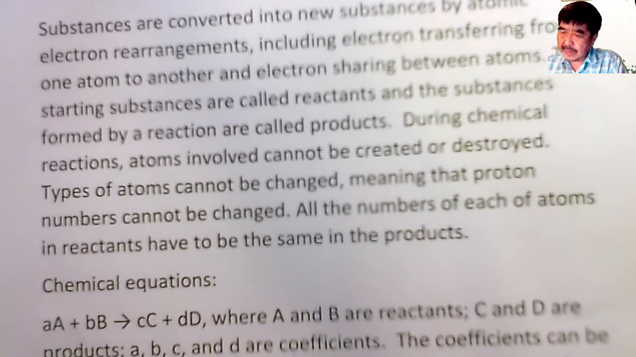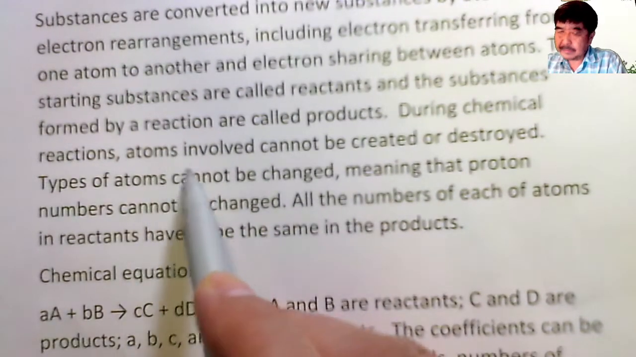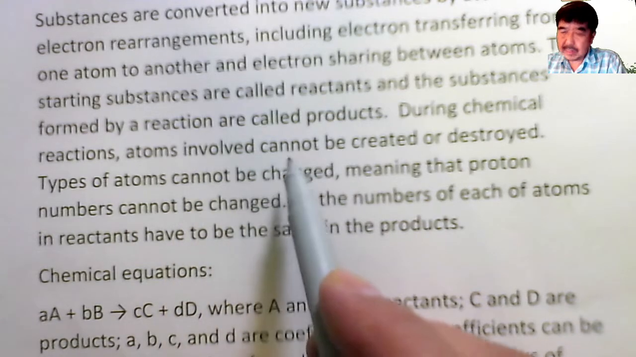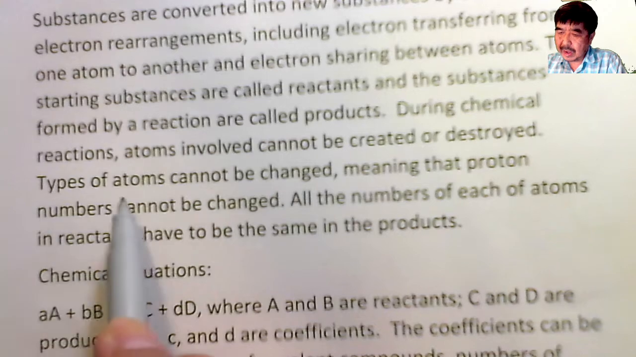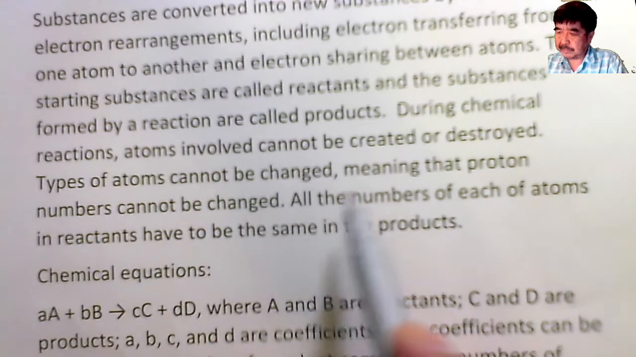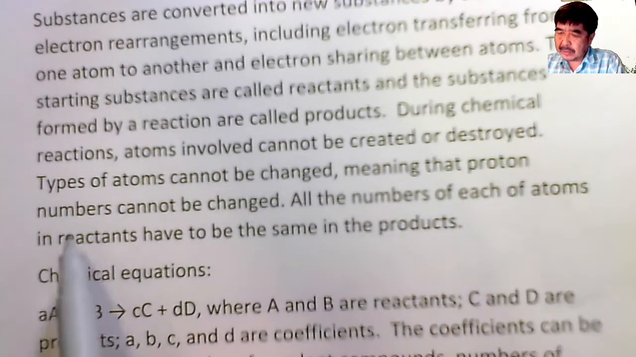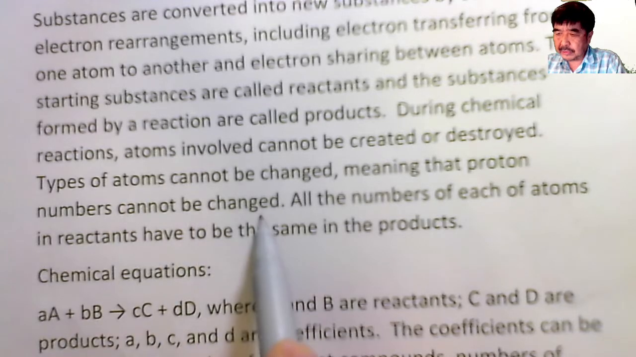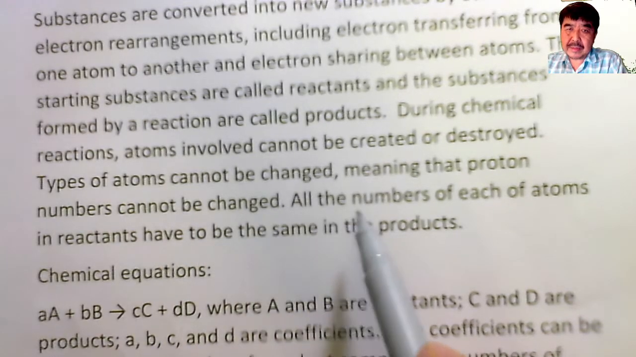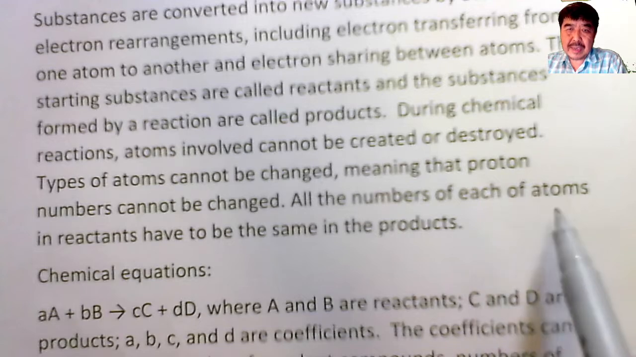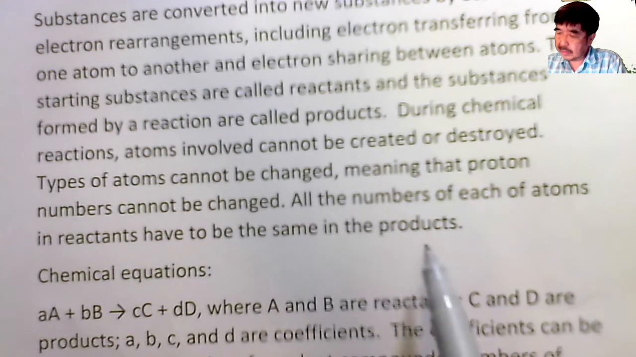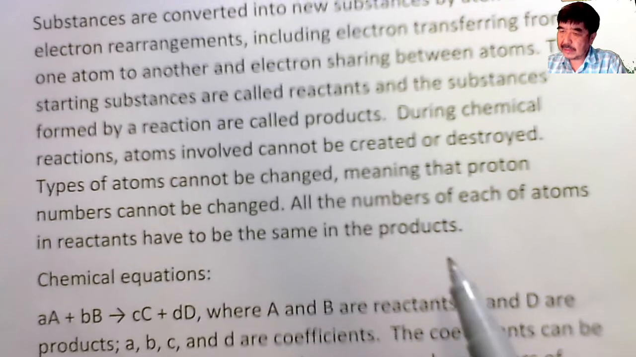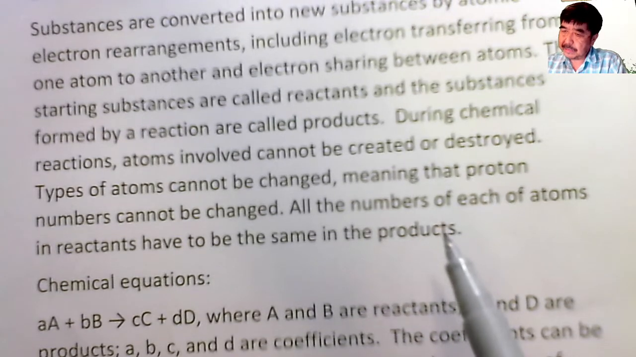During chemical reactions, atoms involved cannot be created or destroyed. The type of atoms cannot be changed, meaning that the number of atoms cannot be changed. The number of each atom in the reactants has to be the same in the products. All right, that's the chemical reactions.